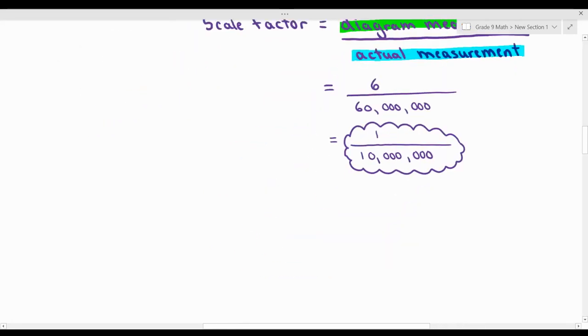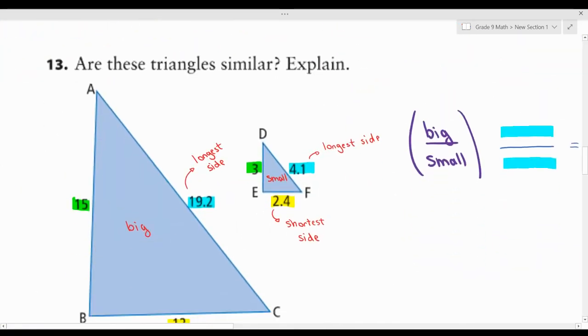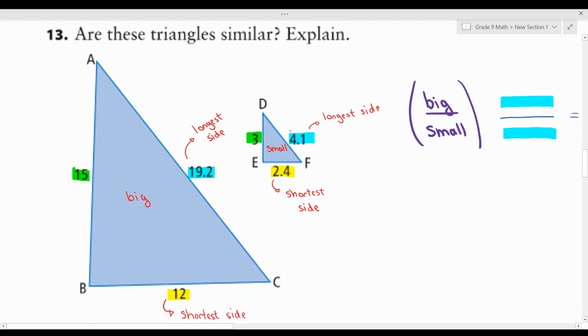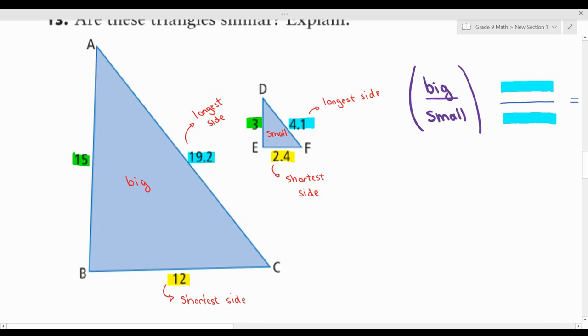All right, moving on to question 13, I believe. Okay, so the question asks you, are these triangles similar, and explain. So reminder, for triangles to be similar, their corresponding angles have to be the same, so they have to be equal, and the corresponding sides have to be proportionate, right? Now, the way that these diagrams are set up, so I have this big triangle, small triangle, they are saying that A corresponds to D, F corresponds to C, and E corresponds to B. So what I've done then is I've highlighted the sides that would be corresponding to each other.